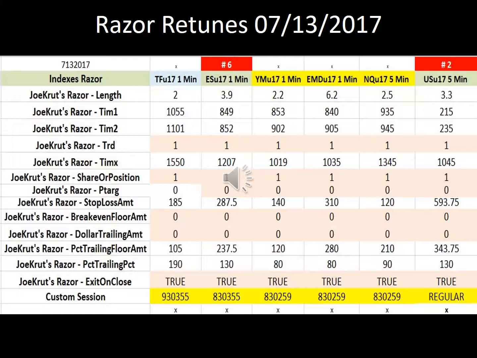So your custom session, you'll want to use the 8:30 to 2:55 one. Your time 1 will be 9:55. Your time 2 will be 10:01. Your exit time will be 14:50, like that. Again, if you have any questions, I'll be glad to help you set it up. But because there's no history on TradeStation for the new Russell contract at the Merc, I have to do the optimizations on the old one, and so the numbers come up with what they come up with.